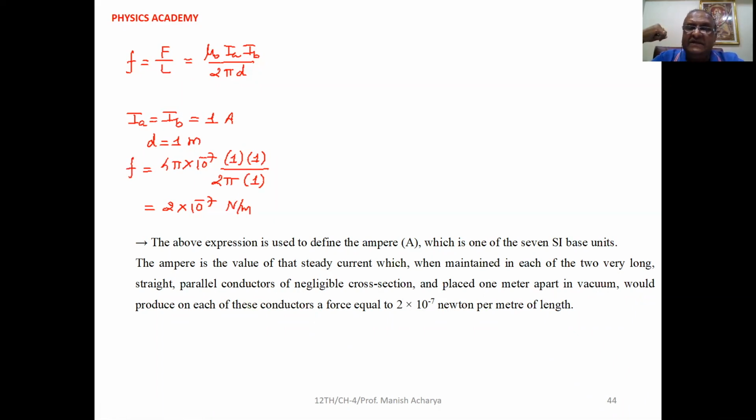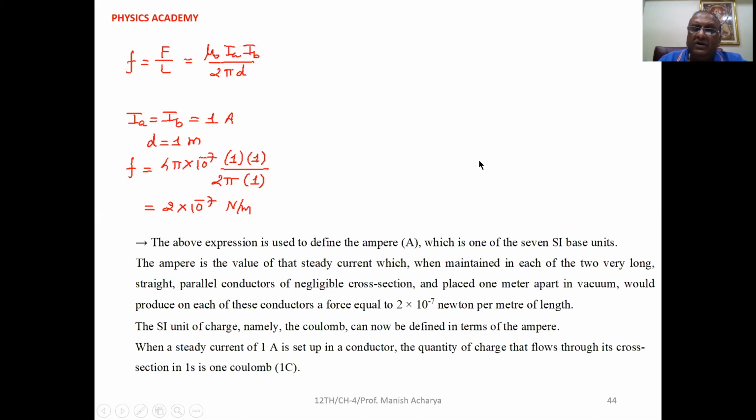Or in other words, we can say if in two long parallel thin wires, the identical currents are maintained, which are separated by 1 meter distance, and the force per unit length of the wire is equal to 2 into 10 raised to minus 7 Newton per meter, then we can say the currents in the wire, that is 1 ampere in each. Clear?